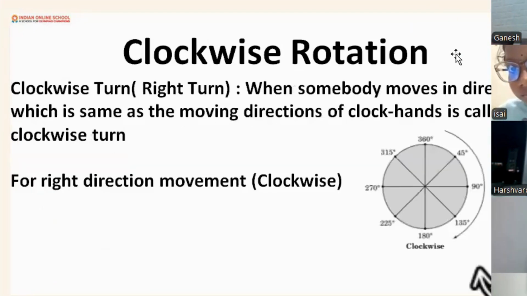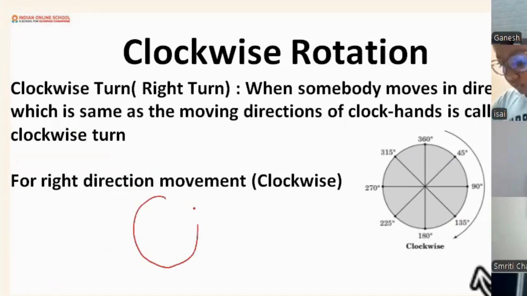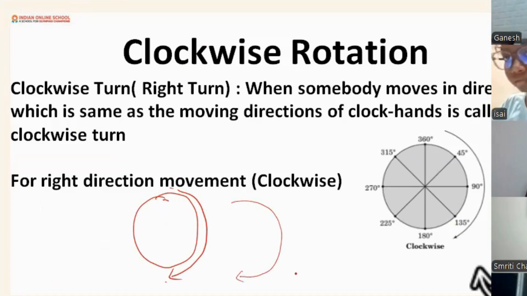Now we need to talk about the clockwise rotation. Do you know what is the meaning of clockwise? How the needles in the clocks are moving. So when we have a clock, the needles of the clock are moving like this, in this direction. From 12 to 6, they are moving. Correct? Every time they are moving from 12 to 6. And whenever something is moving in this direction, that is known as what? Clockwise direction.